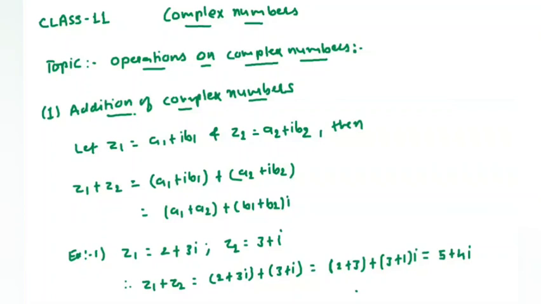Similarly, the associative property also holds for the addition of complex numbers, for three complex numbers Z1, Z2 and Z3. We have additive identity 0 and additive inverse minus Z for a given complex number Z. Clear? For multiplication, it is again commutative as well as associative. The multiplicative identity is 1 and the multiplicative inverse for a given number Z is 1 by Z.